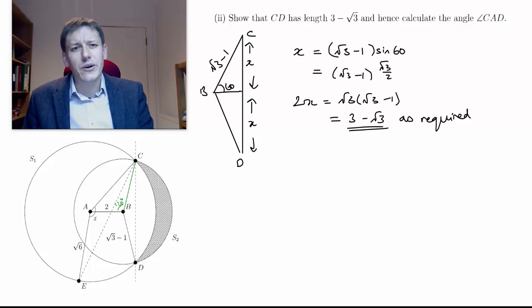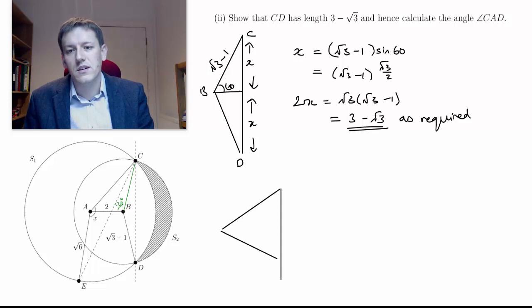And then it says, hence calculate the angle CAD. Okay, so now I do need to go to my other triangle, CAD. So let's have a look at that one as well. Again, I'm just going to redraw it nice and clearly on its own, so I can see it. This is going to be CAD.